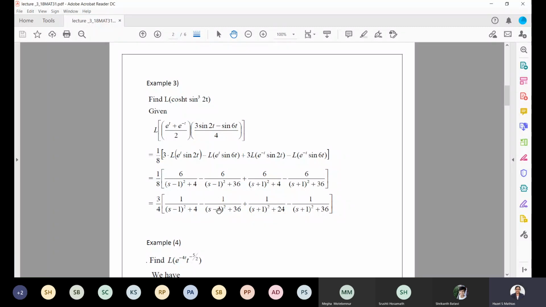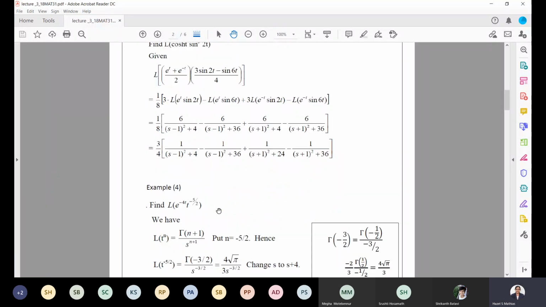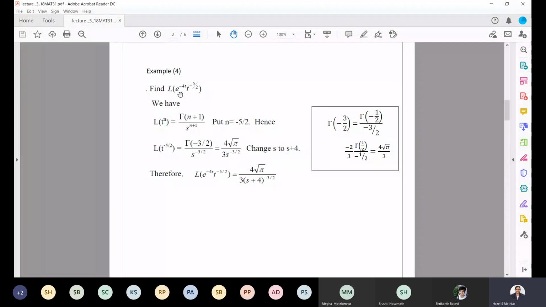Okay, we will move on to the next one, the fourth example. Here it is given: Laplace transform of e power minus 4t into t power minus 5 by 2. So we first look into that. What is given over here? Suppose it is of the form e power minus at into f of t. Whenever a question is given as e power minus at into f of t, what we are supposed to do is first find the Laplace transform of f of t. So here a is minus 4, and first we find the Laplace transform of this, that is, the Laplace transform of t power minus 5 by 2.